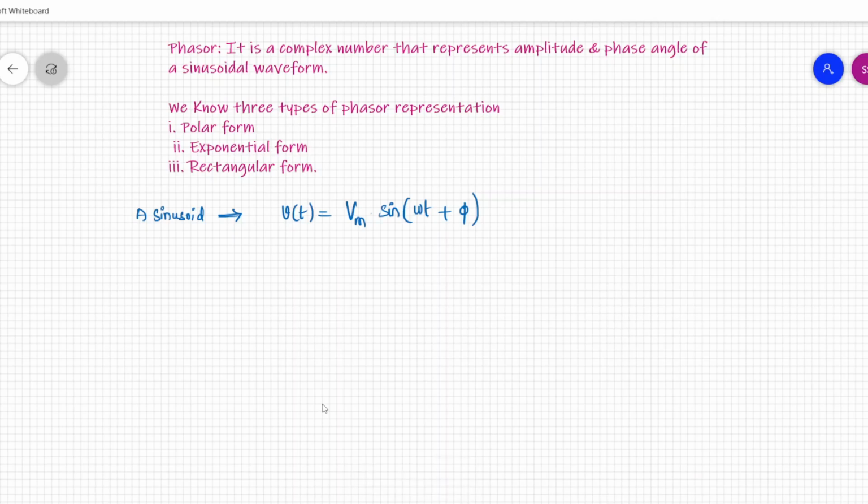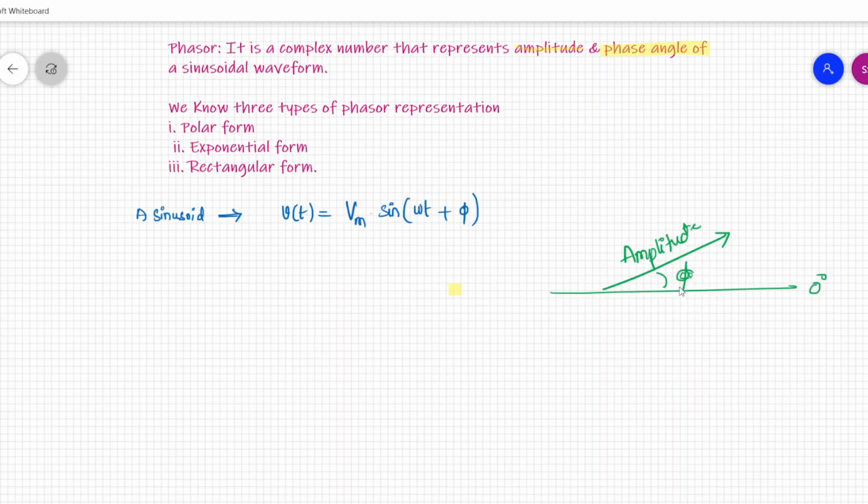A phasor is a complex number that represents the amplitude and phase angle of a given sinusoidal waveform. We know that. So the length of the vector represents the amplitude of the sine wave, that is the peak magnitude, and the position of the phasor represents the phase angle with respect to the zero reference phasor. Okay, so this is a phasor.